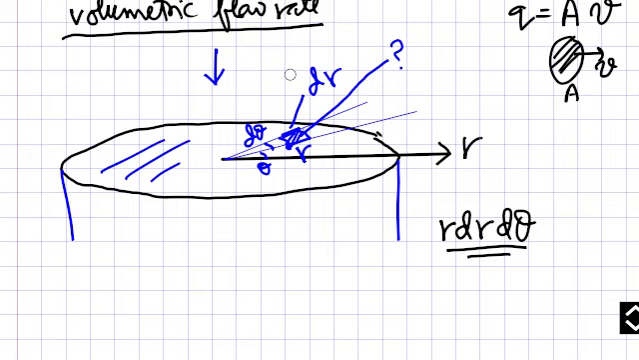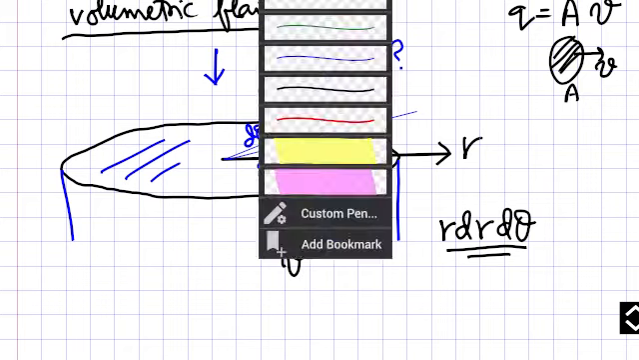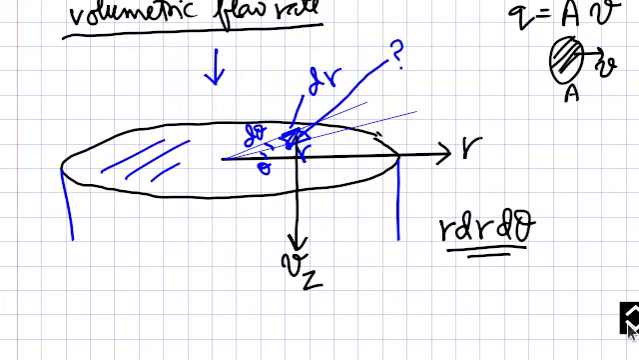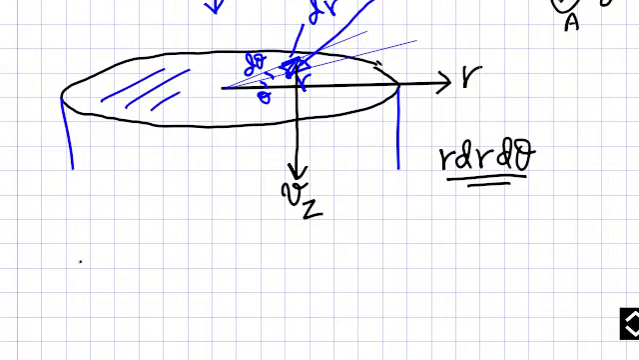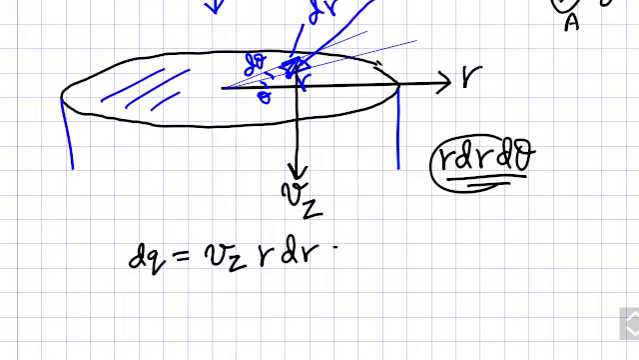Now we will multiply by the velocity. This velocity is not rz, but actually only z, sorry for that. It is the velocity in the z direction, and we know its formula. This is the formula for z velocity, and if you multiply it by this area, you can find the volumetric flow rate through this area: Vz into this area, which is r dr d theta.